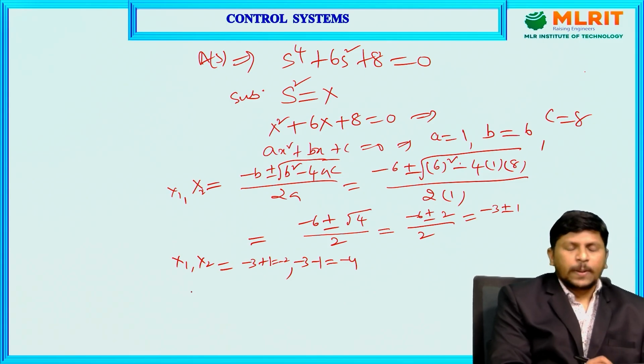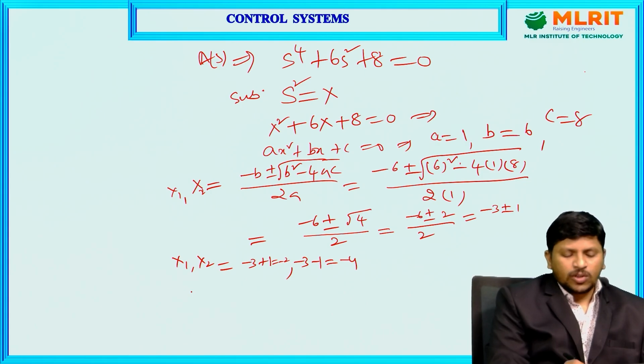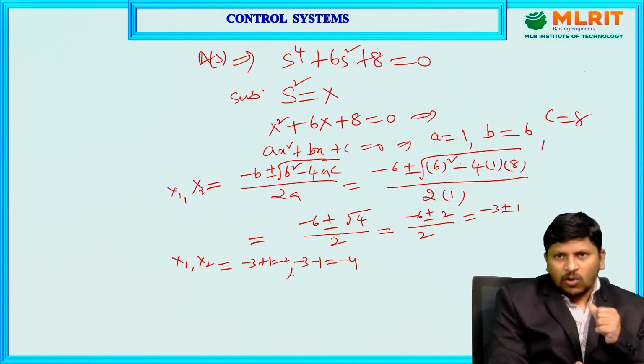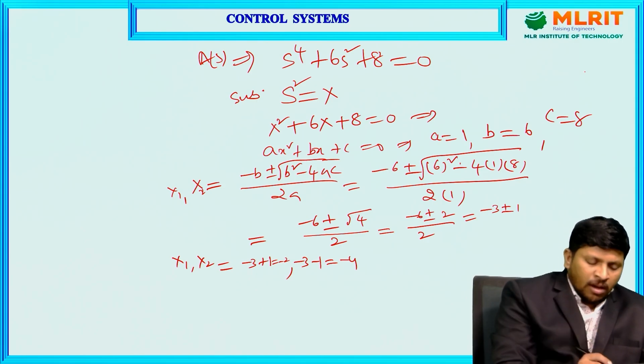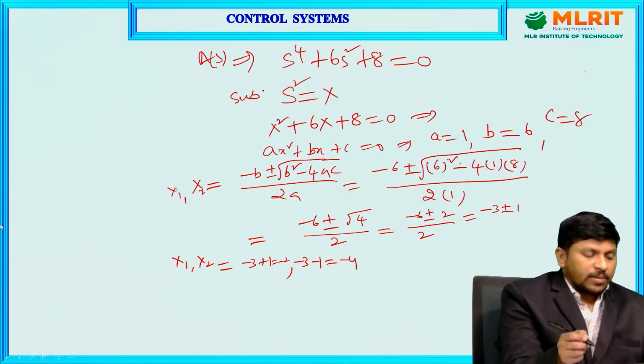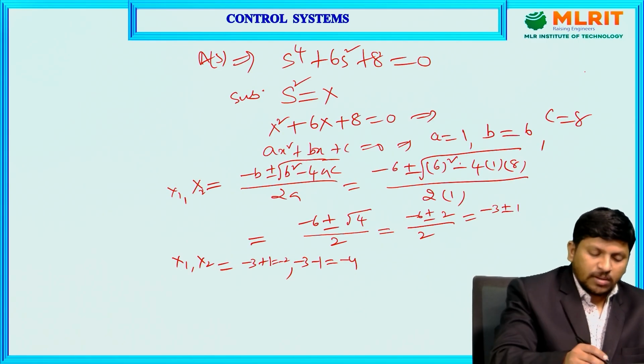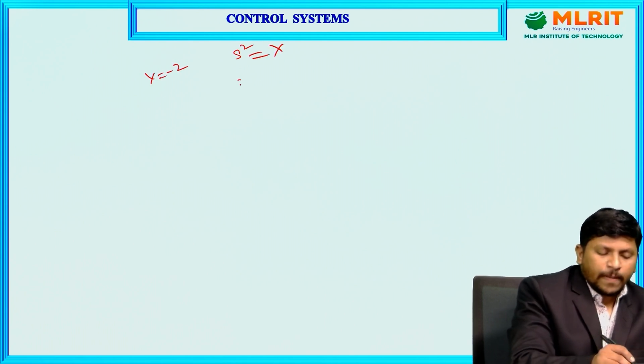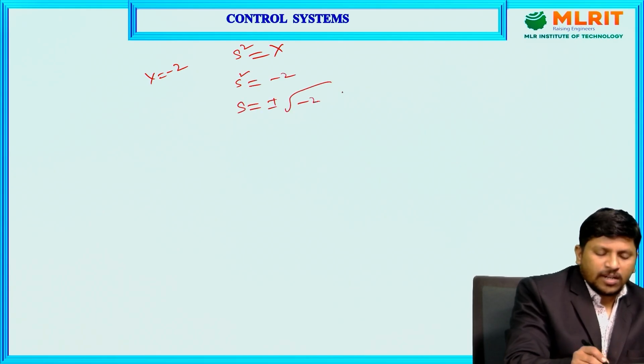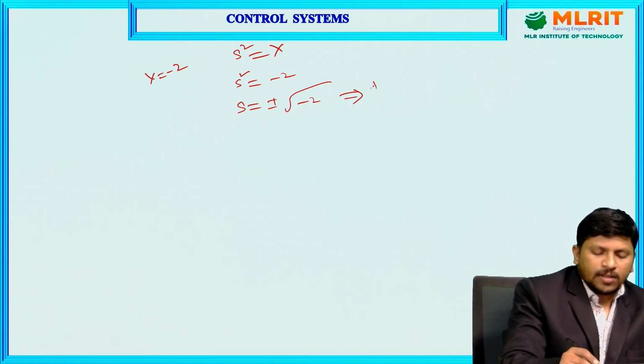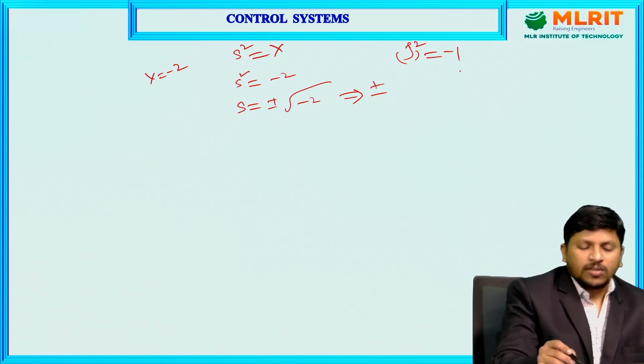Now substitute in place of s square: x equals minus 2 and x equals minus 4. So in s square, I am going to substitute s square equals x. For example, x equals minus 2, so s square equals minus 2. s equals plus or minus under root of minus 2. That equals what? Plus or minus, and j square equals minus 1.